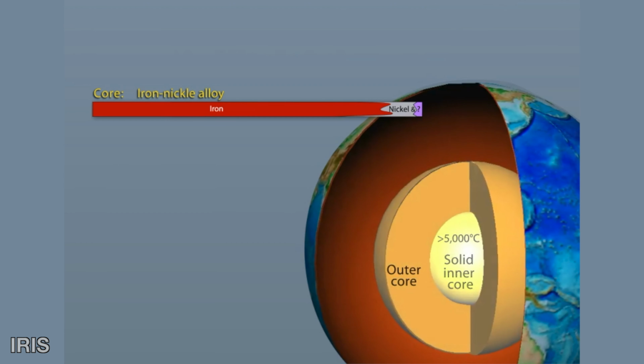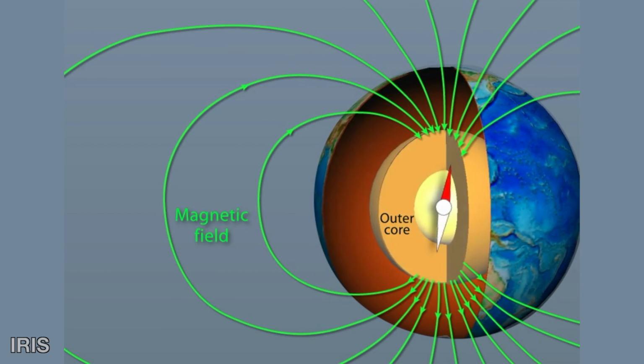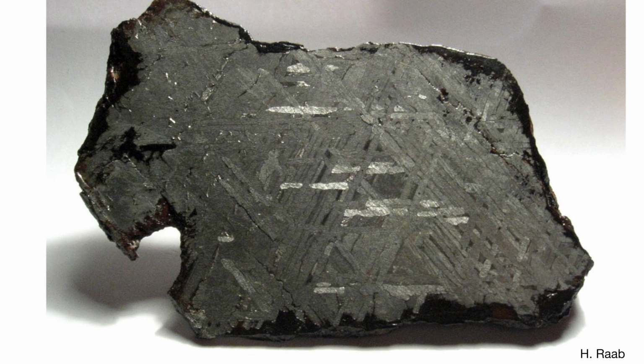Let's start in the middle, the core, composed mostly of iron with some nickel. Now, there's a solid inner core and a liquid outer core, and this is extremely important to us. The convection of the liquid outer core around the inner core is what produces the Earth's magnetic field, which helps shield our planet from solar radiation and solar wind. Recall that we've got meteorite samples from iron cores from other planetesimals that have been blown apart by collisions. So the inner core of our planet probably has a very similar texture.